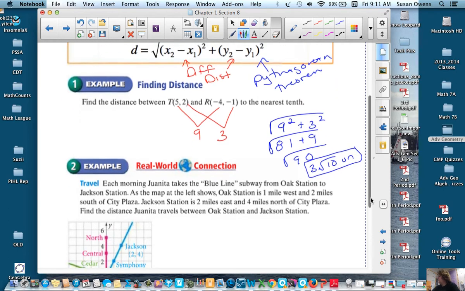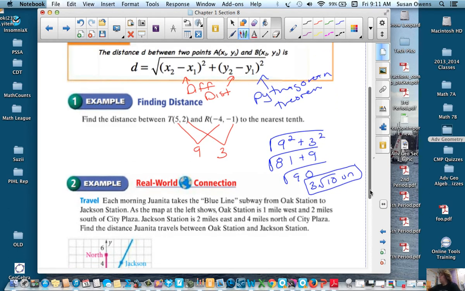All done. So again, you're welcome to plug it in and put in the negatives and all of that. It should simplify to be the same thing. But for me, I like to say how far apart are the x's, how far apart are the y's, and then I just do the Pythagorean theorem on them.